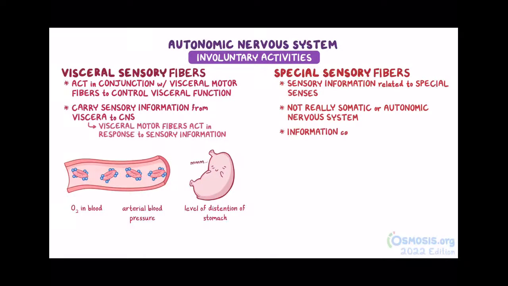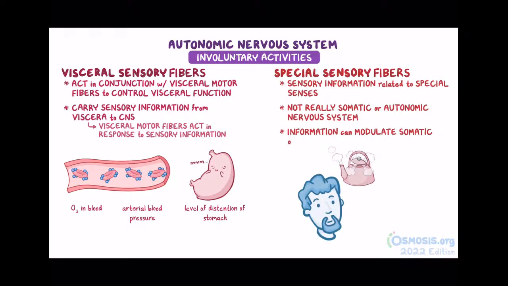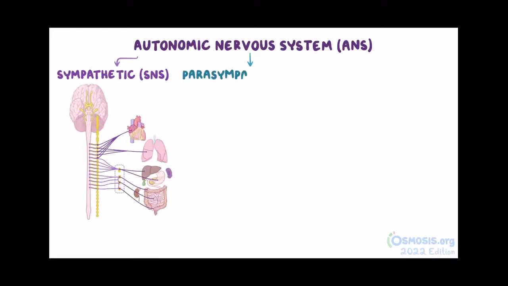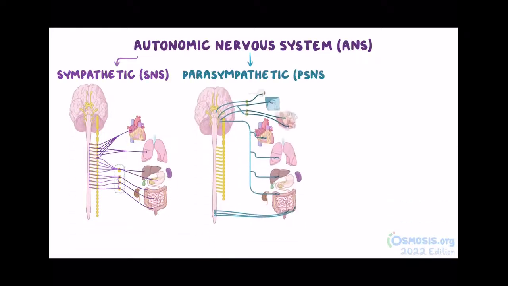However, this information can modulate the activity of the somatic motor system, such as sending signals to skeletal muscles to turn your head in response to a sound. Or the autonomic nervous system, such as stimulating salivary glands in response to the smell of a freshly baked apple pie. Okay, now let's dive a bit more into the autonomic nervous system, or ANS. The ANS has two major subdivisions, the sympathetic nervous system, or SNS, and the parasympathetic nervous system, or PSNS.